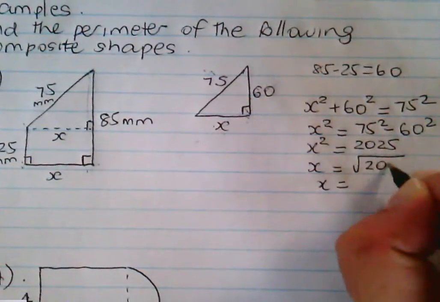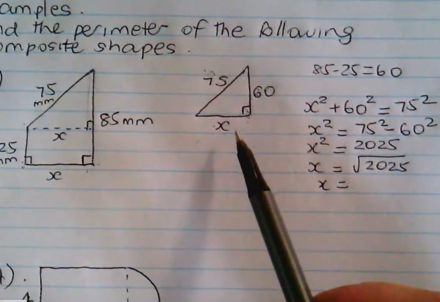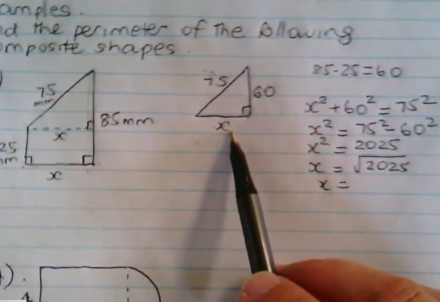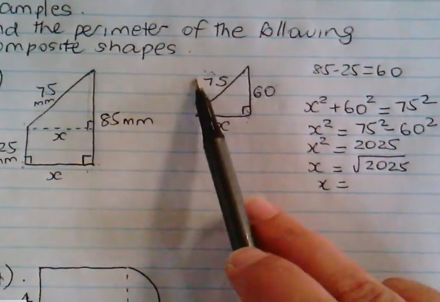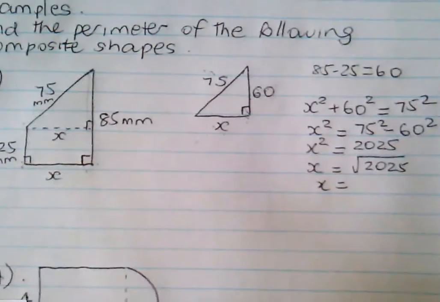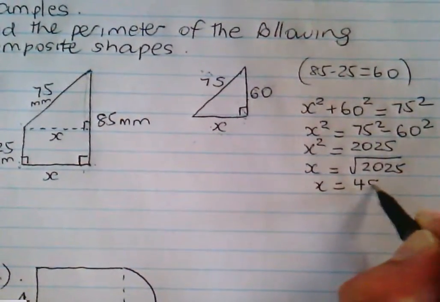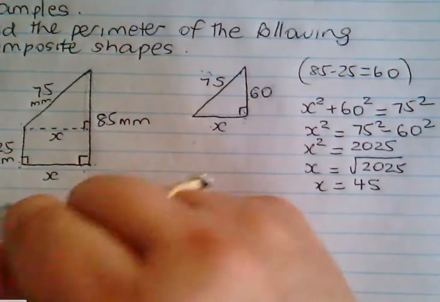2,025. Therefore x is, so we would never have a triangle that's 60, 75, and 2,025. For a start, x has to be smaller than 75. 75 is the longest side. Remember, that's x squared, so x is the square root of 2,025, which is 45. So therefore this missing side length is 45.